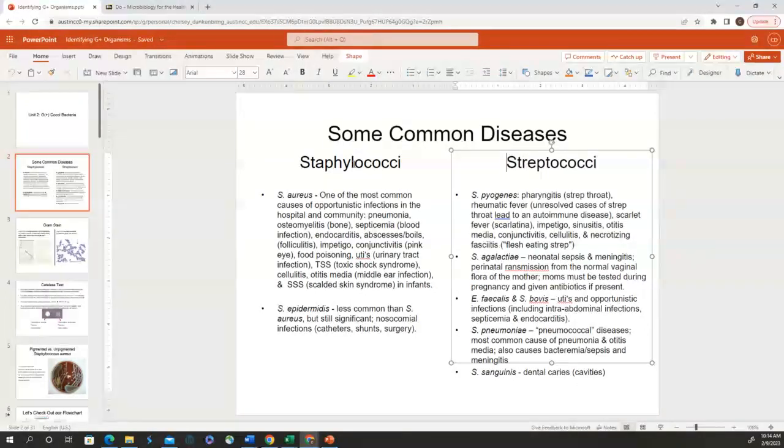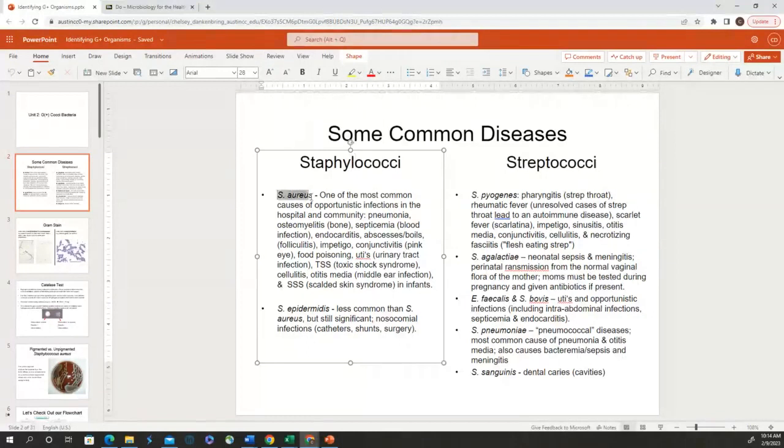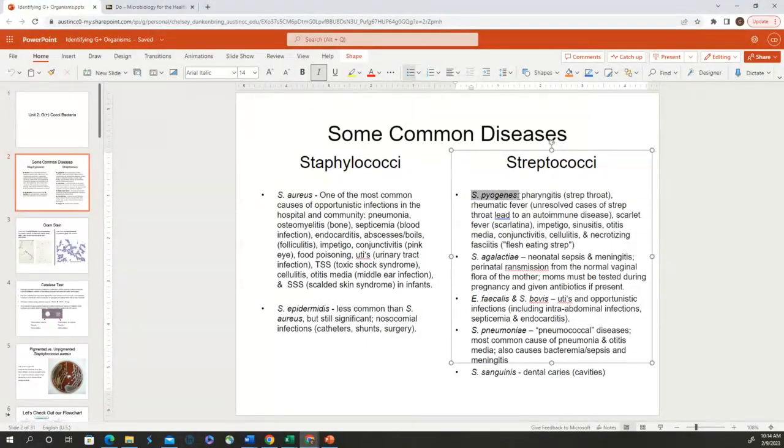Now, within the Staphylococci group, we have two organisms that we're studying, Staphylococcus aureus and Staphylococcus epidermidis. So these are two of your possible unknown organisms. And then we have 6 organisms that fall into the group Streptococci. So we have Streptococcus pyogenes, Streptococcus agalactiae, Enterococcus faecalis, and Streptococcus bovis. Notice there are 2 right here, okay? And then we have Streptococcus pneumoniae, and finally Streptococcus sanguinis. So these are the 8 unknown organisms, okay?